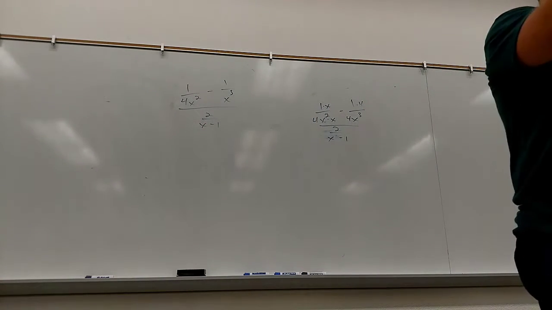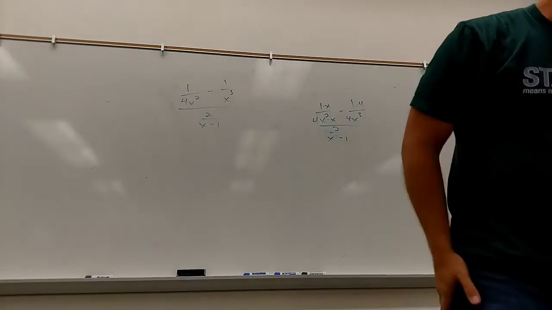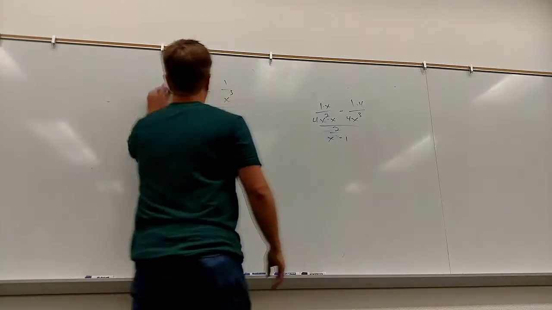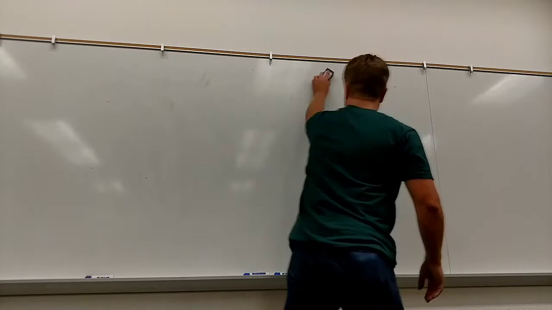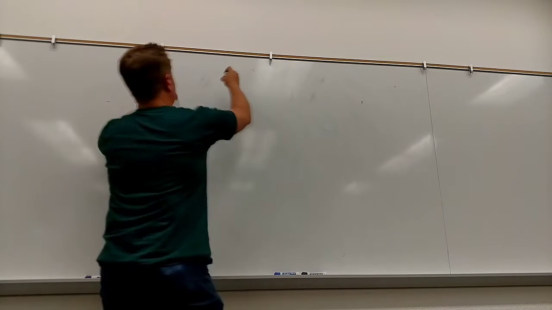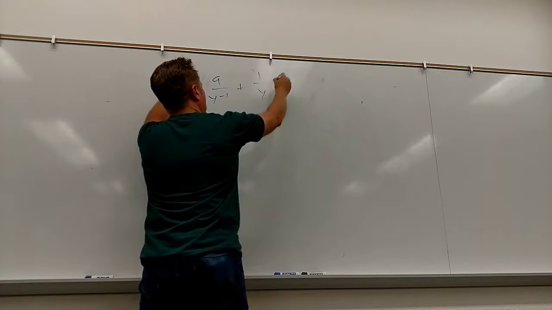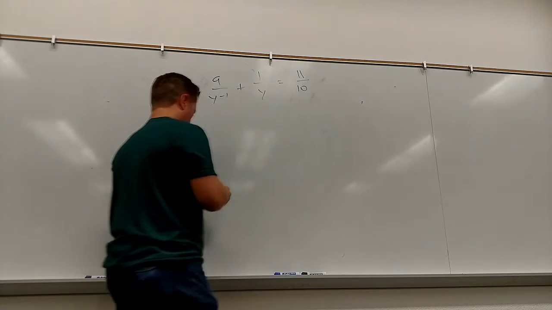Cool. Okay. Yes? Can you review section 7.6 in general? Because I was able to do some exercises, but some I wasn't. What was the first one you hit that you couldn't do? 9 over y minus 1 plus 1 over y equals 11 over 10? Yes. Okay, cool.